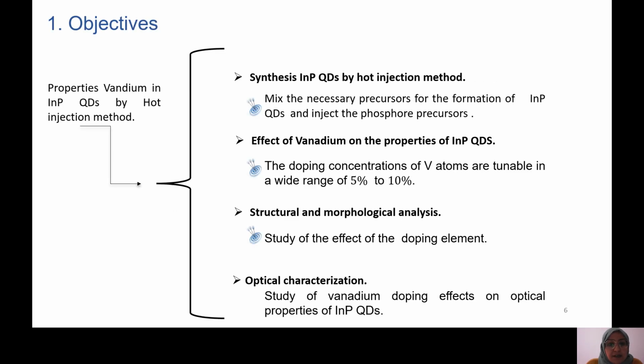In this part, the objective will focus on the synthesis of InP quantum dot and InP quantum dot doped with vanadium by hot injection method. We focus also on the effect of vanadium on the properties of InP quantum dot, and we study the effect of this doping material on InP quantum dot.